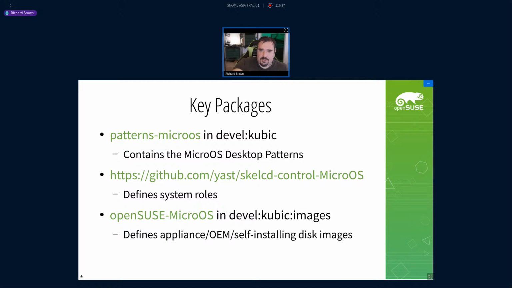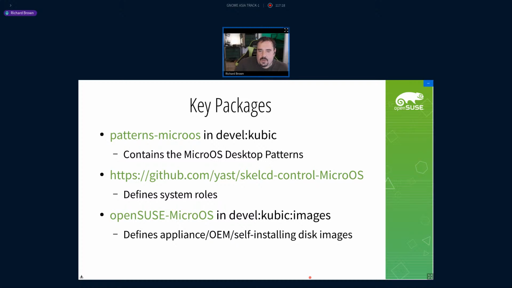This is a slide for future reference. There are basically two packages inside the OpenSUSE Build Service that are the most helpful. Patterns MicroOS is where the desktop patterns are, so you can see which packages in OpenSUSE we install for the GNOME MicroOS desktop. And OpenSUSE MicroOS in Devel:Cubic:Images in the OpenSUSE Build Service is where all the appliance and VM images are defined. So that's where the Pinebook image is going to be when I finish it, and that's where we want to have more easy self-installing images.